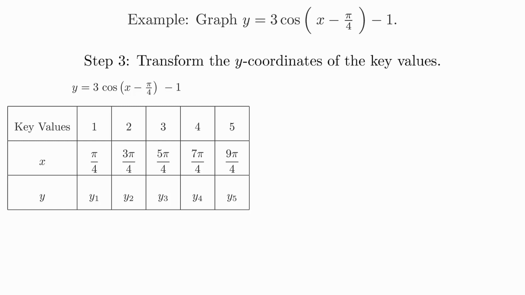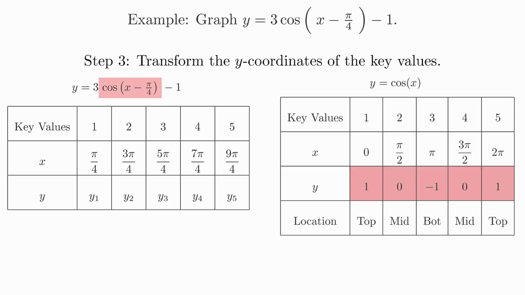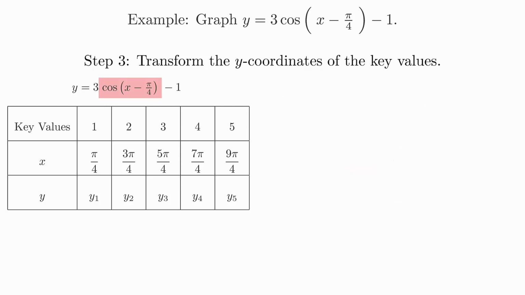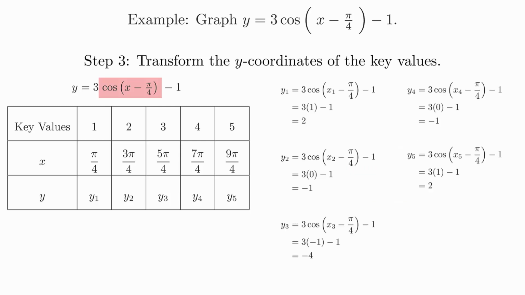We now need to transform the y-coordinates. This is just a matter of substituting the values -1, 0, or 1 into the cosine function. The values we use correspond to the values in the basic cosine chart. Notice that since we're substituting this into the cosine term, we will always be multiplying by 3 and then subtracting 1.